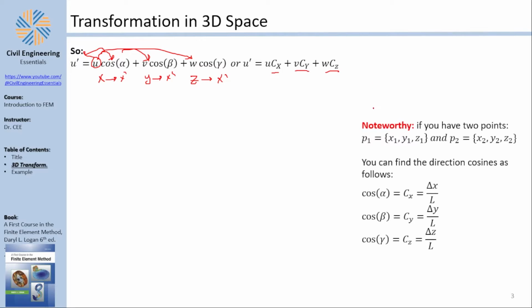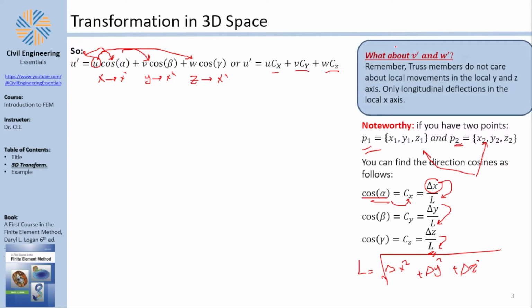It's also noteworthy that if you have 2 points, point 1 and point 2, then you can find cosine alpha, which is your cx, by saying delta x over the length, and so on for y and z. Notice that L is Pythagoras of the differences, like x2 minus x1 squared plus y2 minus y1 squared. The length here is basically L equals the square root of delta x squared plus delta y squared plus delta z squared.